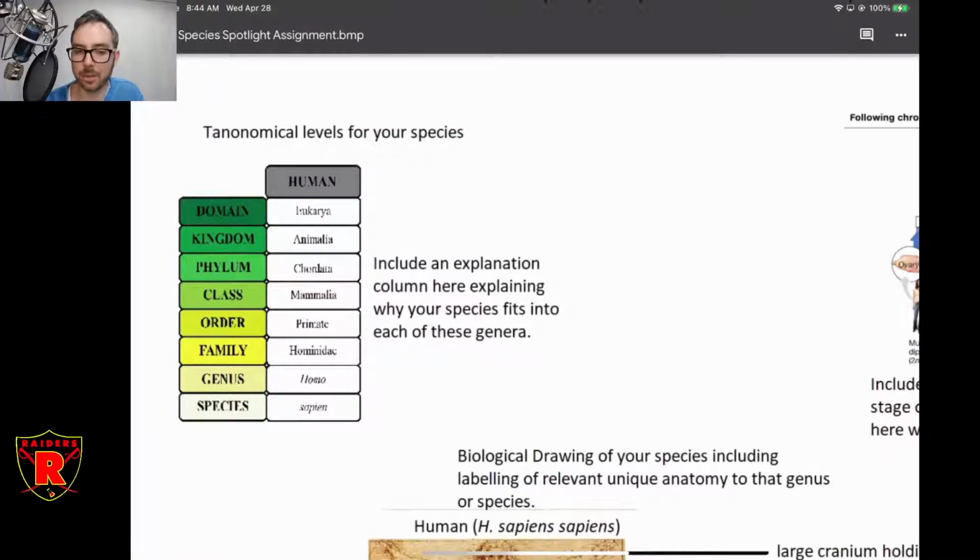So for example, if it's domain Eukarya, what makes something a eukaryote? Why does your species fit into domain Eukarya? What about it makes it a eukaryote? And just explain that. It has membrane-bound organelles. Actually, that's all you really need to say if it's a eukaryote. It has membrane-bound organelles, including mitochondria, nucleus, etc. That makes it a eukaryote. Kingdom Plantae. What makes this particular organism a plant? Then just explain what makes something a plant, that all plants have, that your organism has. That's why it fits into that level of taxonomy, that grouping, that taxon.